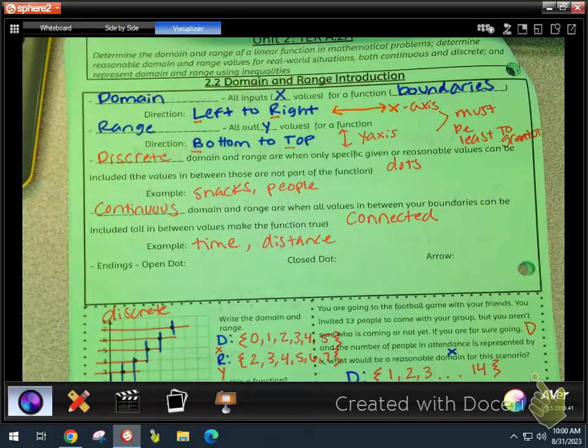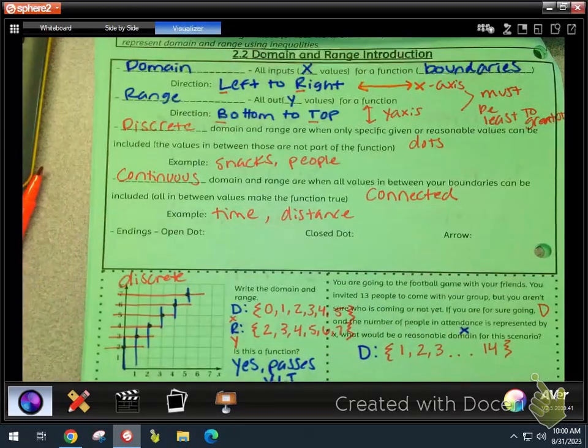Okay, we have a different notation when we talk about domain and range with continuous data. With discrete, we did the listing. Squigglies, list, because we could go through and say all those numbers. We can say all these X values right here. But when we have all the values in between, we can't list every single decimal in between. So we use an inequality to represent that domain and that range.